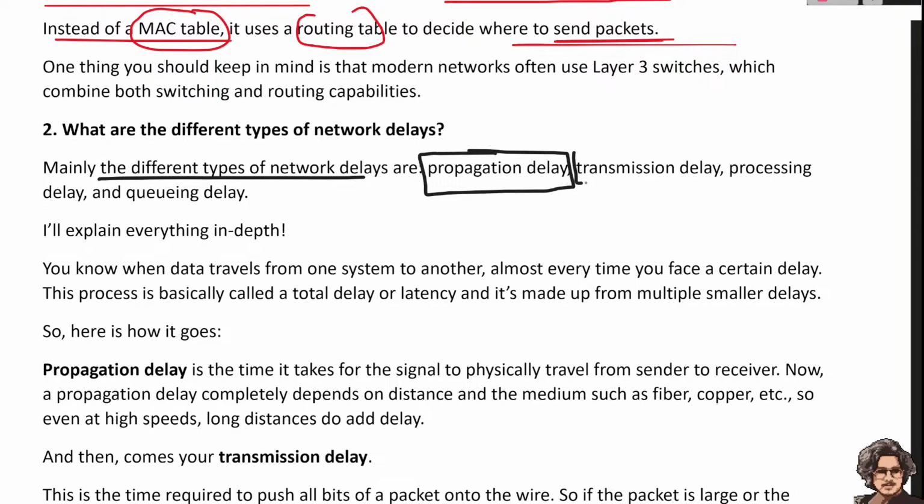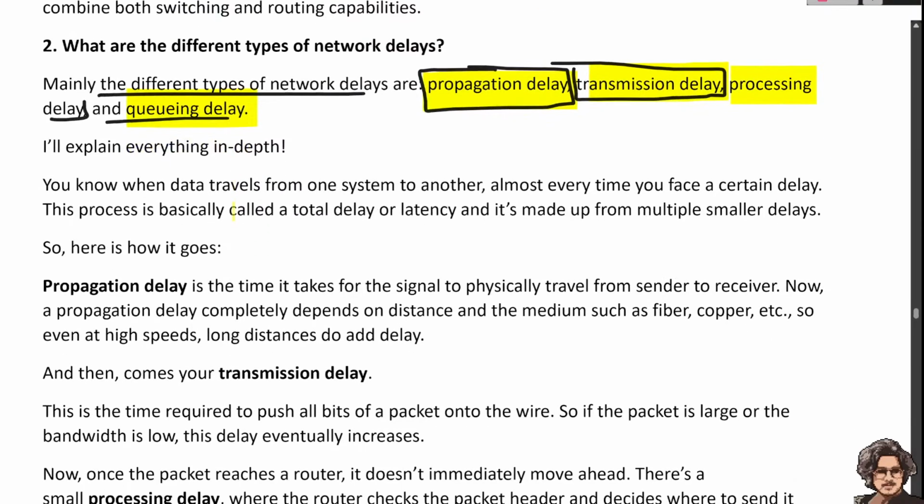Okay, transmission delay, and the processing delay, and queuing delay. So these are the different types of delay we see: processing, transmission, propagation, and queuing delay. Let me explain everything in depth. When data travels from one system to another, almost every time you face a certain delay.